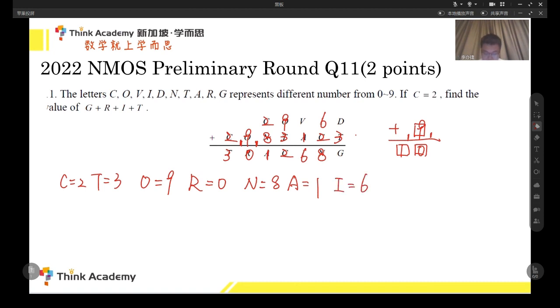So I will equal to 6, which in turn V should be 5.